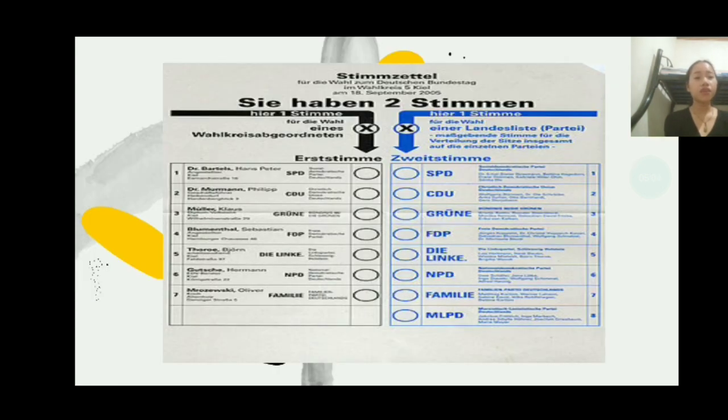So here is their official ballot. The first, in the color black, contains the constituency list of the candidates. It is for the first vote. The second vote is in the color blue, which contains the list of the parties.